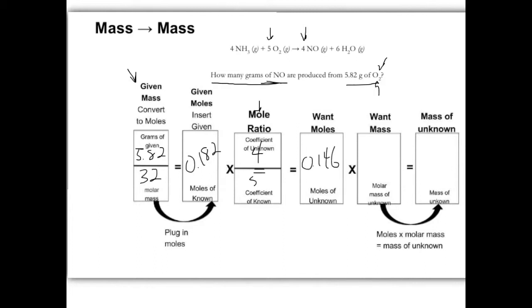And then since we're looking for grams, we would multiply by the molar mass of NO. Nitrogen has a mass of 14, oxygen has a mass of 16. Add those together and you get 30. 0.146 times 30 is 4.38 grams. So that's what the question was asking for, and that's our answer.